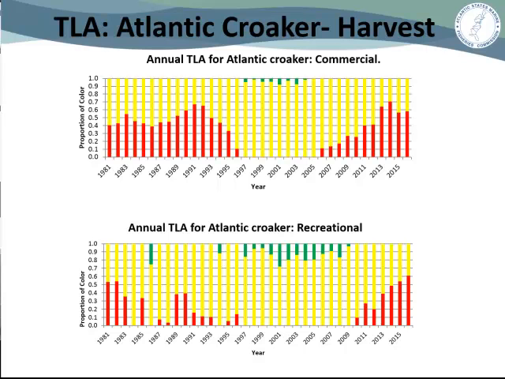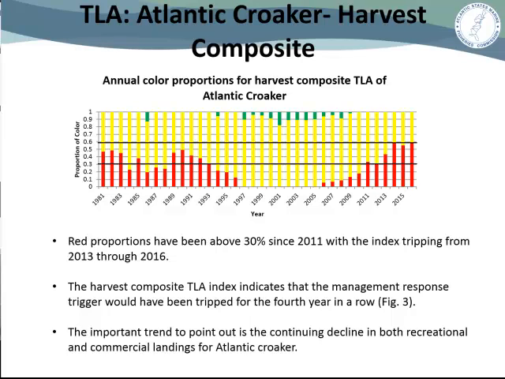Now the composite index, for the 2 combined, the red proportions have been above 30% since 2011, with the index tripping from 2013 through 2016. The harvest composite index doesn't necessarily indicate directly by itself that a management response is necessary, but it certainly is cause for concern. And the important trend to point out is a decline in both commercial and recreational landings that has been occurring for Atlantic croaker.